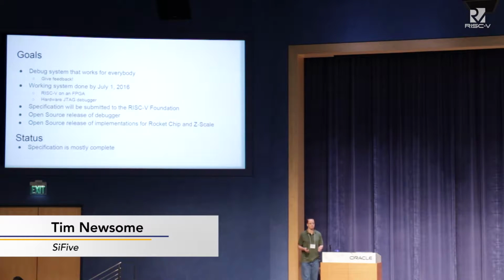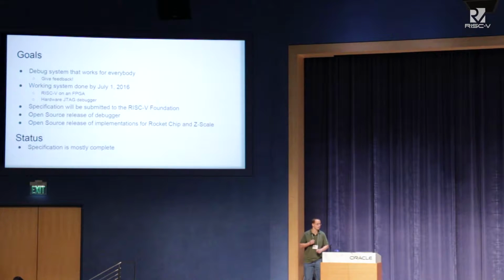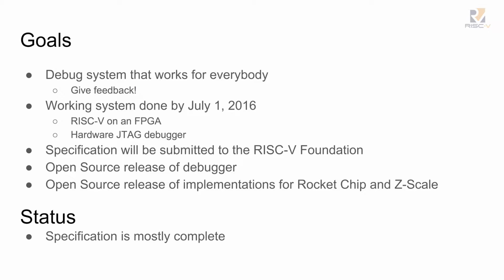We want to make it so that everybody would feel comfortable with this debug interface if it were to be standardized. For right now, we're hoping to have a working system done on July 1st, which basically means running a RISC-V processor on an FPGA with a real hardware JTAG debugger hooked up to that system and talking to that, probably through GDB, and debugging real code. The specification will be submitted to the RISC-V Foundation, and I'm sure there'll be some process that happens, but hopefully it'll be mostly good already at that point because you are all going to let us know when something is not good, like tomorrow rather than in 6 months.